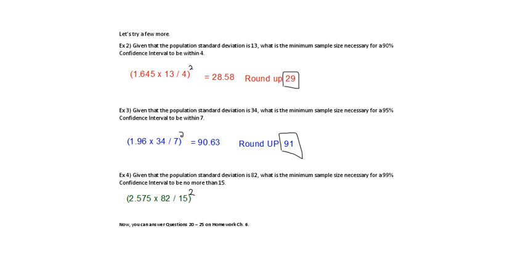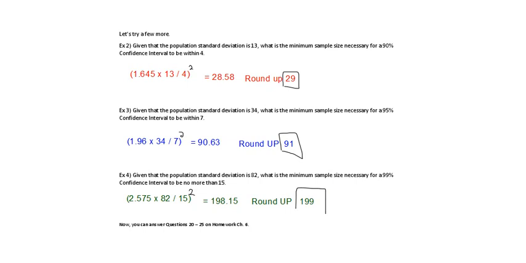Let's see what it is. It's equal to 198.15. But don't forget, we have to round up. And if you round up, our answer is going to be 199. And that's how you do sample size.